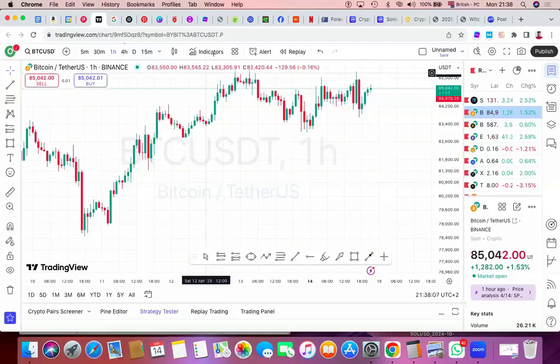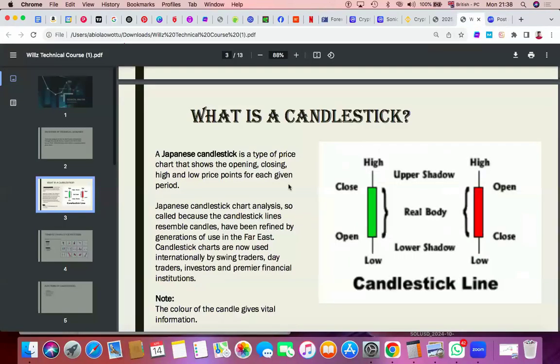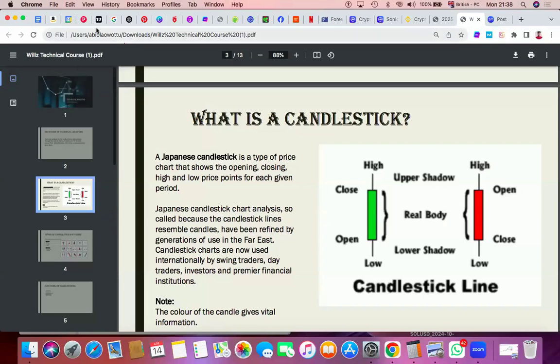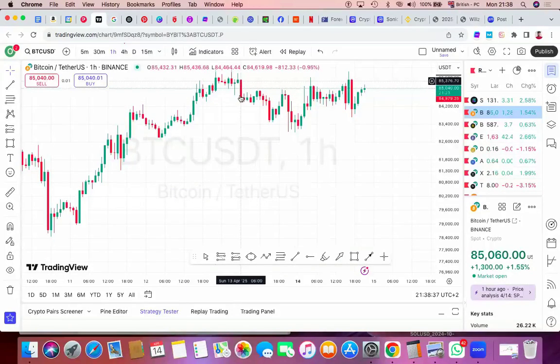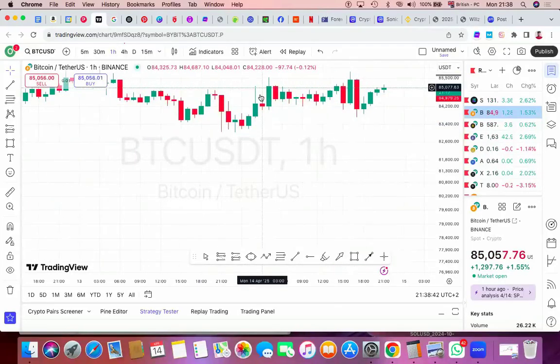Okay, that's nice. So this is our Japanese chart, which we also refer to as the candlesticks. Now we'll go back to our presentation. A Japanese candlestick is a type of price chart that shows the opening, closing, high and low point of each given period. From this part here, you can see from our chart we have this green candle, these things that look like a candle. The reason why we call them candles, you see this one is green and this one is red.